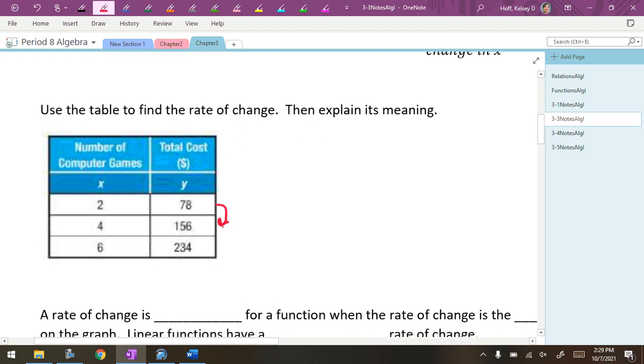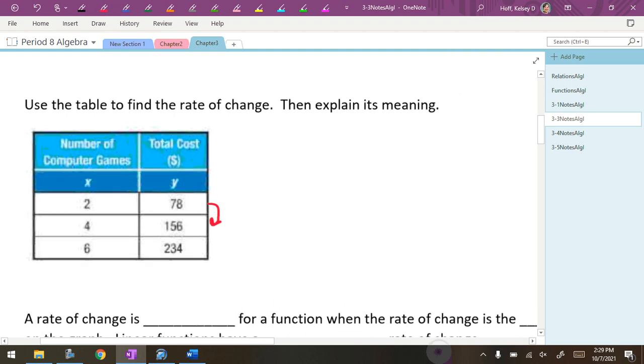What is my change from 78 to 156? What do you add or subtract? 2. What do you add or subtract from 78? So I add 78. What is the change from 156 to 234? 156 plus 78. Are you sure? Or are you just guessing that? Yes, but I think that's the answer. I wouldn't guess. It is 78. Yeah. It's 78. Okay. Cool.